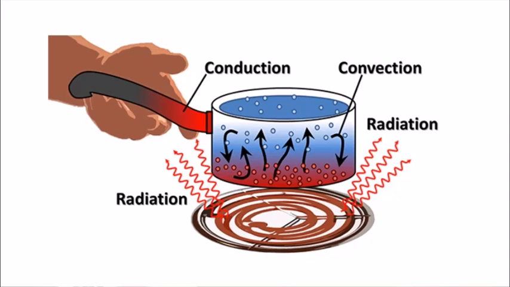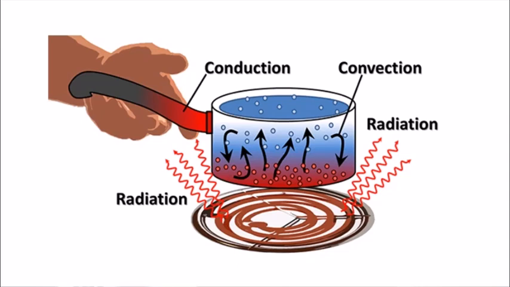Then what will be convection? Convection is a type of heat transfer that can only happen in liquids and gases because it involves those liquids or gases which are physically moving. So here in this picture, the liquid, that is water, is getting heated. So that is called convection.